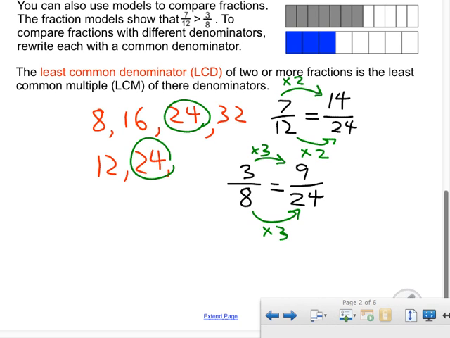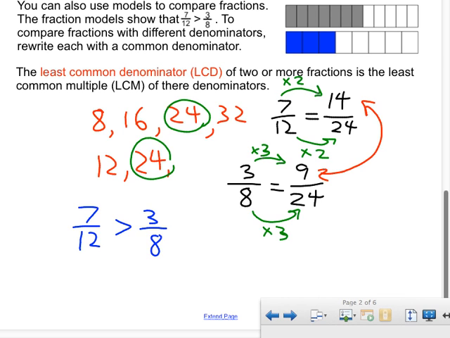Okay, now guess what? Now we have two fractions that we can compare that are equal to the fractions we were trying to compare, right? So what does that mean? Which one's the larger fraction? Just without the model, with just our fractions that we wrote equivalent fractions for, we see that 14 is greater. So the one that's greater is going to be 7/12. So 7/12 is greater than 3/8.